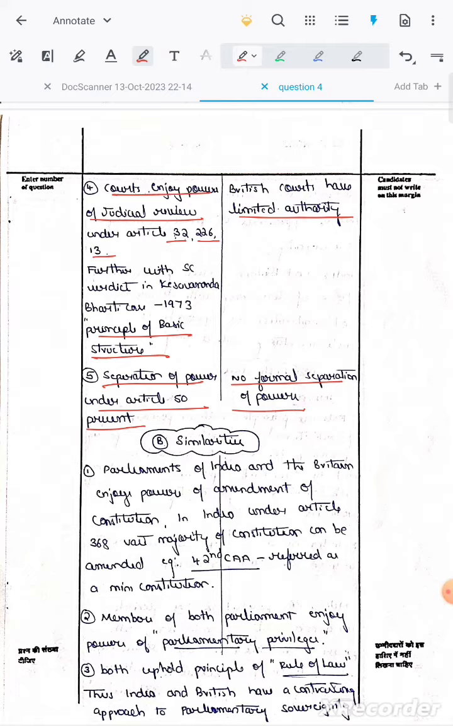After mentioning the differences in approaches to parliamentary sovereignty, we also have to mention a few similarities. Here the similarities are: the parliaments of India and Britain enjoy the powers of amendment of the constitution. In India, under Article 368, the vast majority of the constitution can be amended. Example, the 42nd Constitutional Amendment Act, which was referred to as the mini constitution.